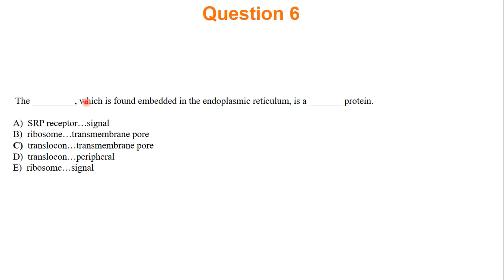So question 6, fill in the blank. The translocon, which is in the endoplasmic reticulum, is a transmembrane pore. So your two choices are peripheral or transmembrane, and it's not peripheral, it's transmembrane, it goes through the membrane.